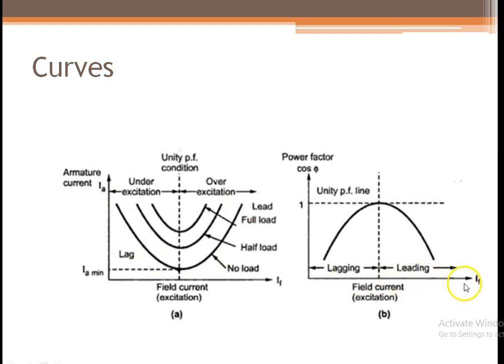And similarly, if you draw the graph between IF and the power factor, you get an inverted V curve. When IF is less, the power factor is also less, but it is lagging. As you keep increasing the excitation current, the power factor gradually increases in steps and reaches the maximum value, unity power factor. If you further increase the excitation current, the power factor starts reducing, but in the leading portion. This is a very special characteristic of the synchronous motor, because it operates in three different power factor ranges: lagging, leading, and unity power factor.